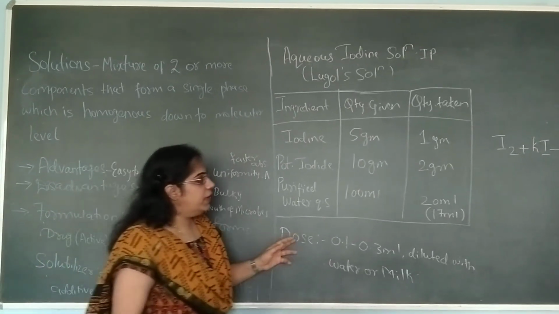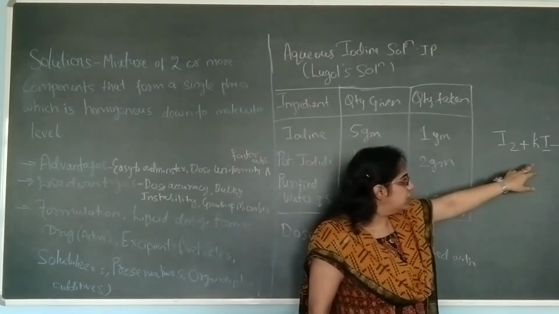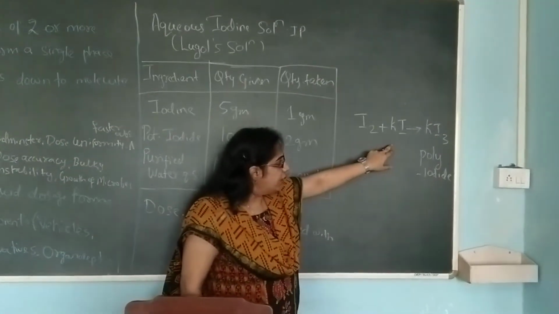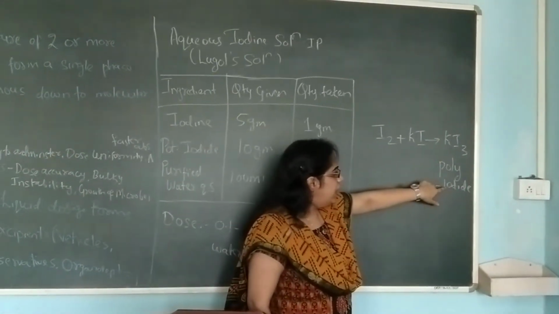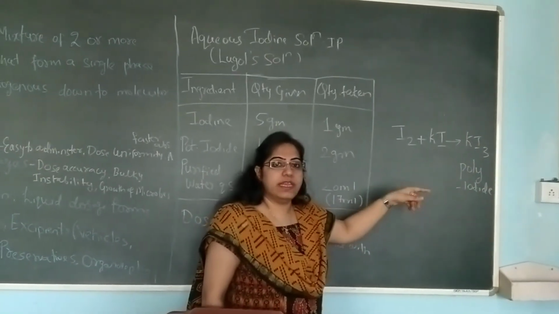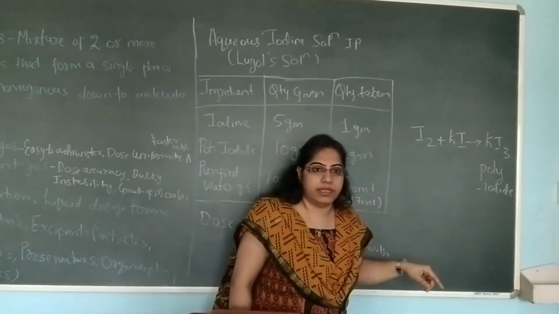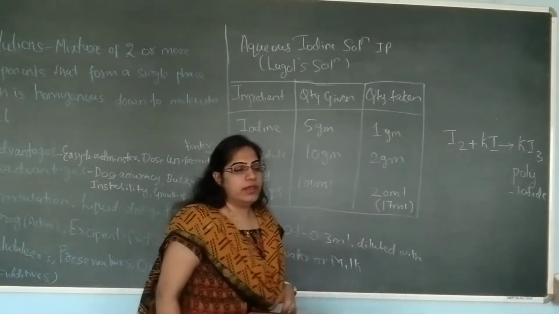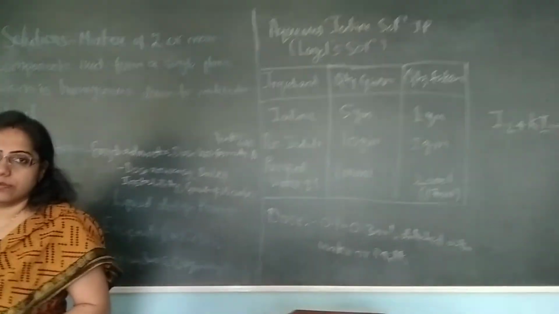Now what happens when we have the mixture of iodine and potassium iodide? They both react to form polyiodides, that is KI3 and KI4. These complexes have enhanced water solubility. Now we'll see how to make this preparation.